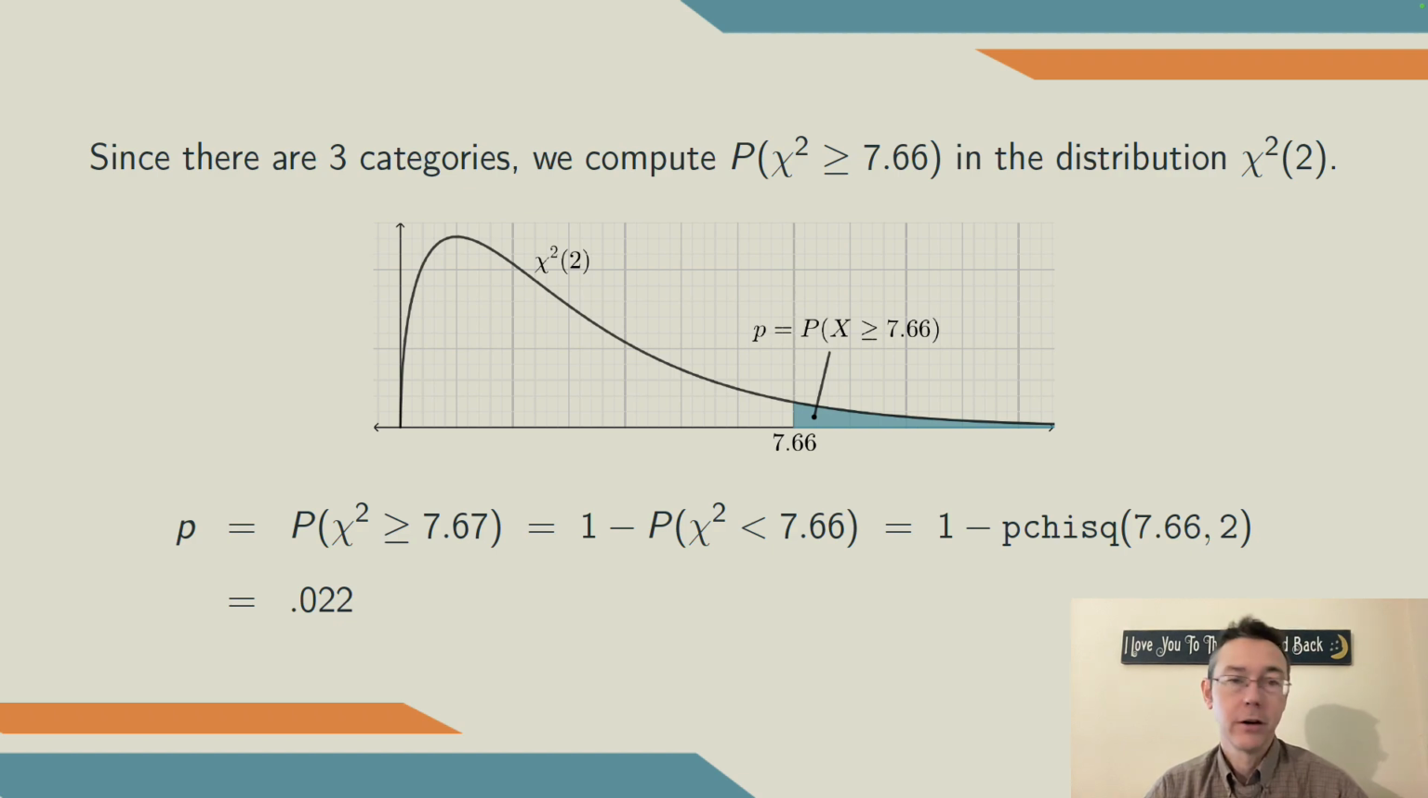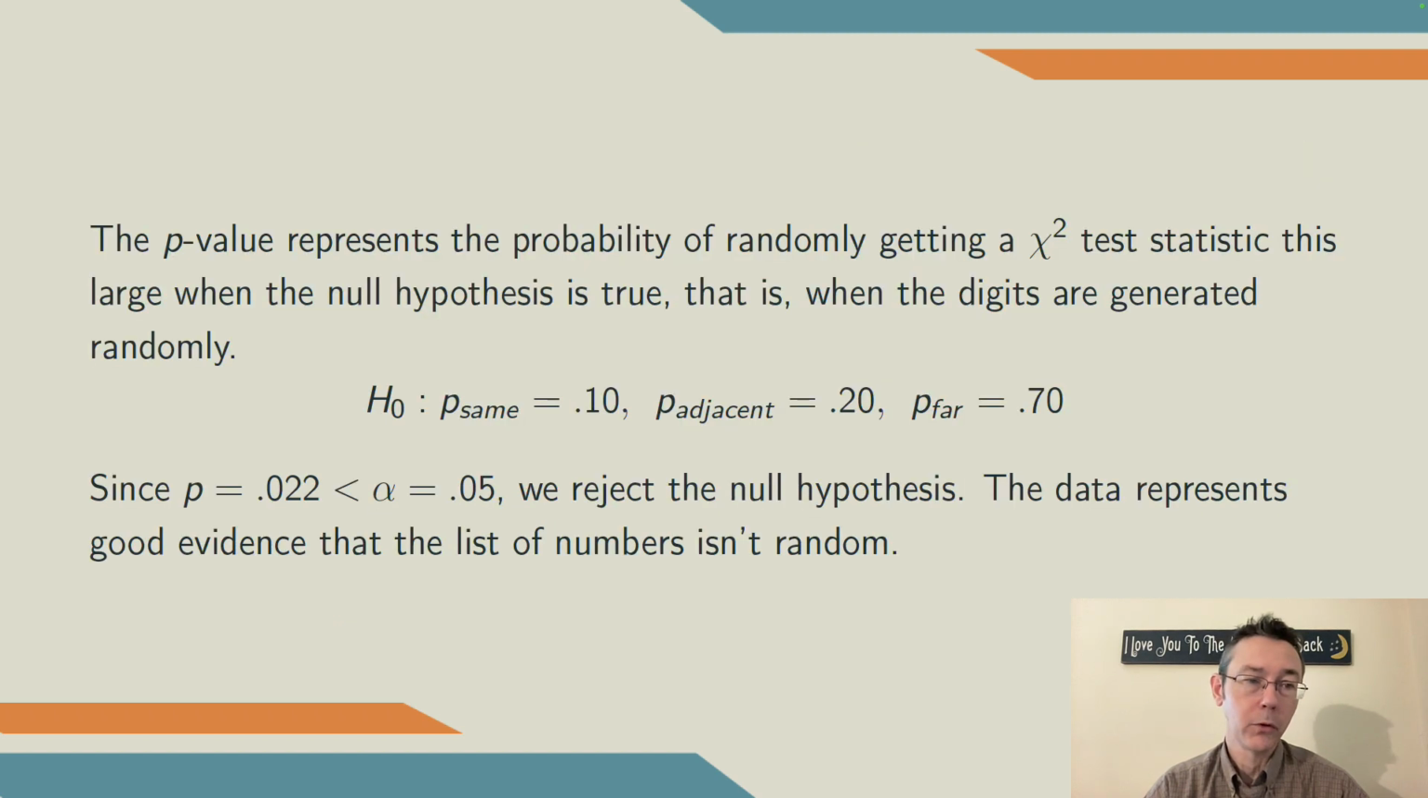I've drawn a picture here showing the area that we're trying to compute representing that probability. We compute a right-tailed probability by doing 1 minus the left-tailed probability, so using the cumulative distribution function of chi-squared of 2. You should always do that using technology. I use R where the command is pchisq. So the p-value is going to be 1 minus pchisq of 7.66, the test statistic we found, comma 2, the number of degrees of freedom in our chi-squared distribution. When we do that, we get a p-value of 0.022.